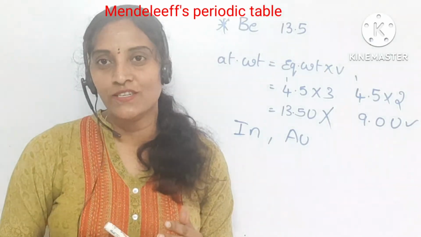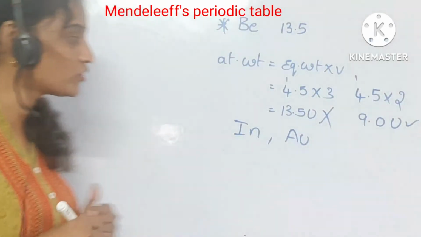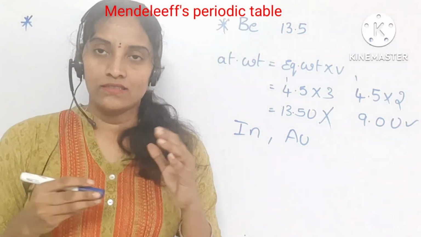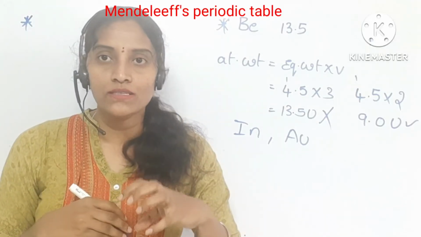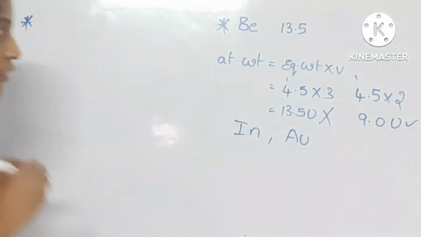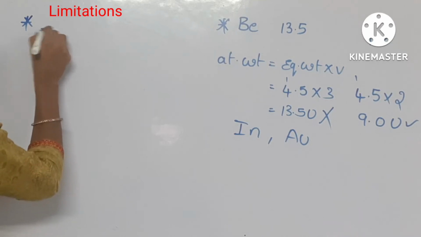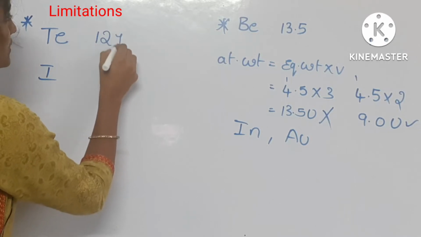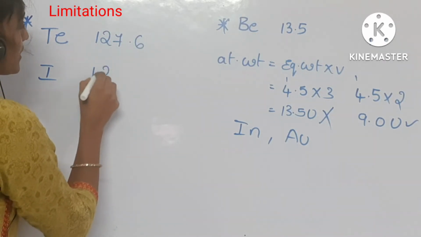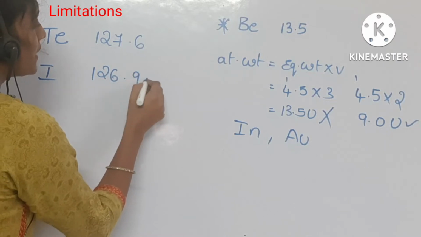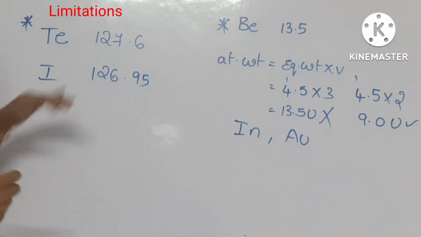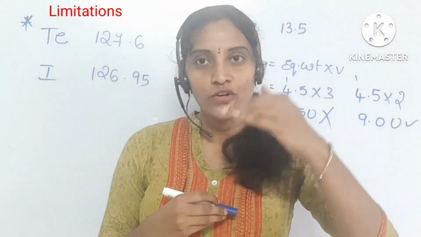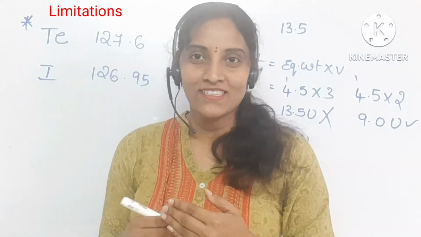Next one is limitations of Mendeleeff's periodic table. What are those? You can see here. The first one is, in his chart, scientists observed some anomalous pairs. You can see some examples. See, tellurium you can take, iodine you can take. Tellurium's atomic weight is 127.6. Iodine's atomic weight is 126.95. See, actually his table was mainly based upon increasing order of atomic weights, not decreasing order.